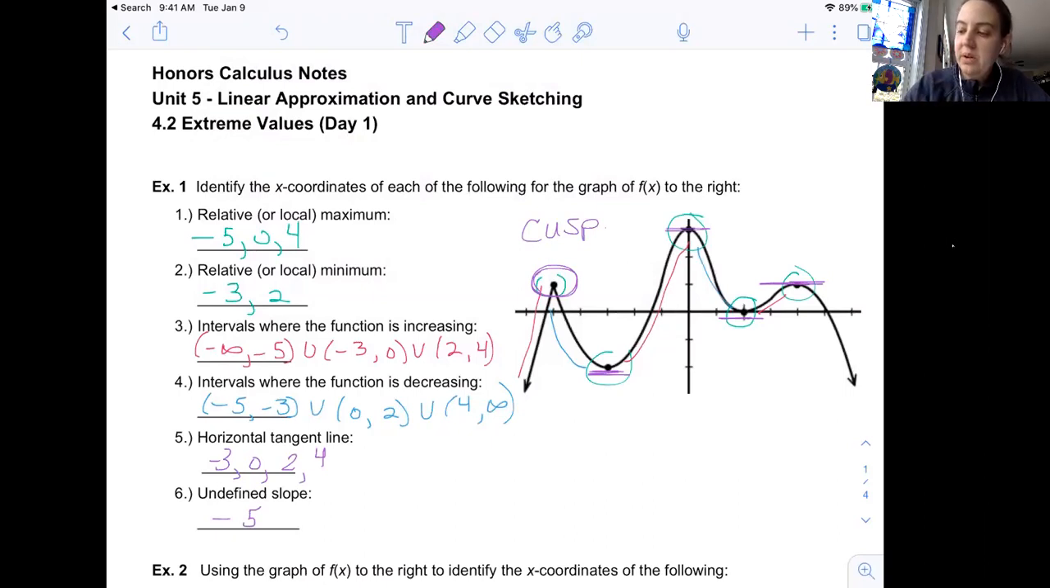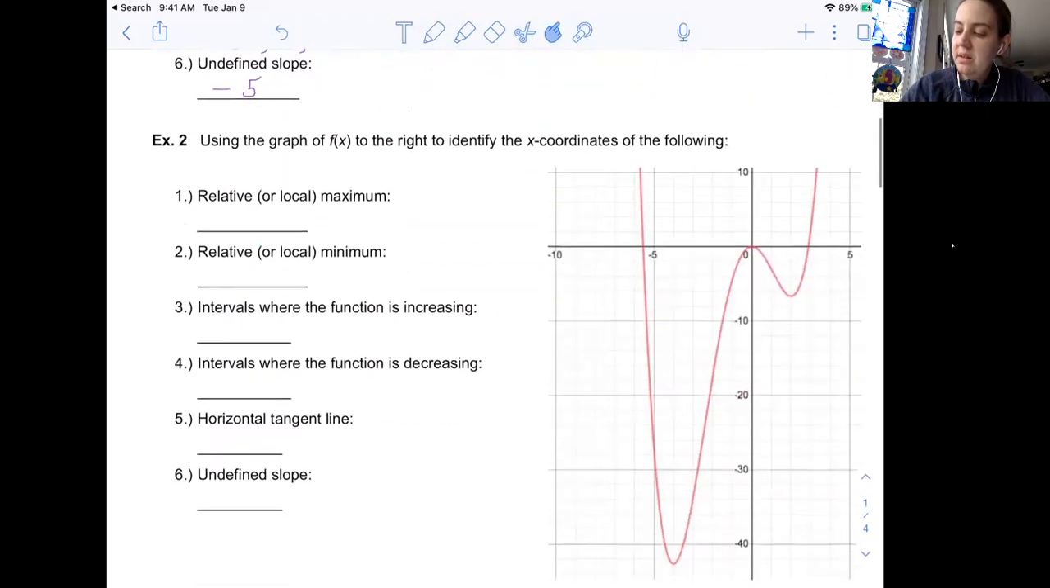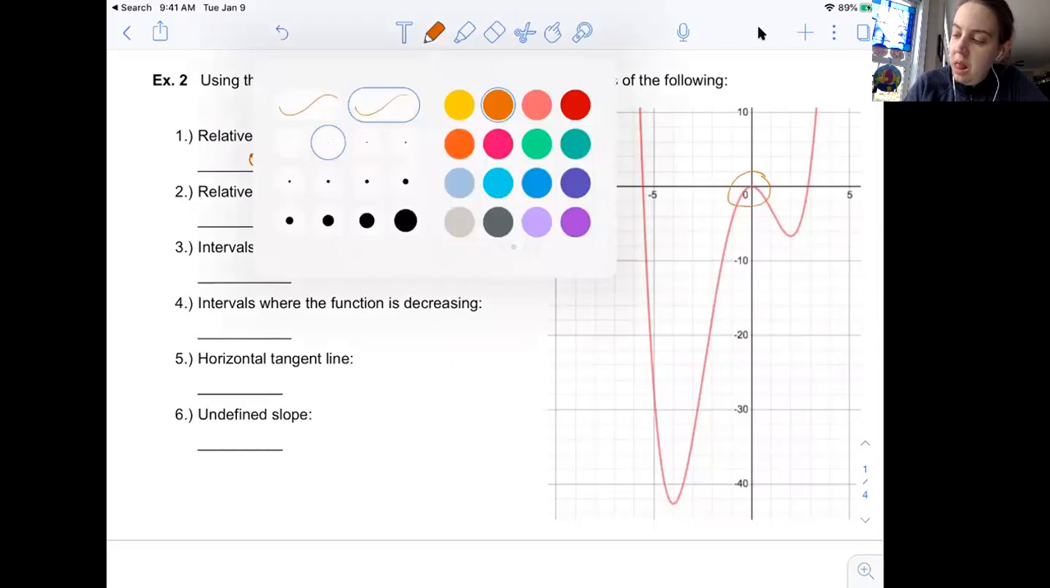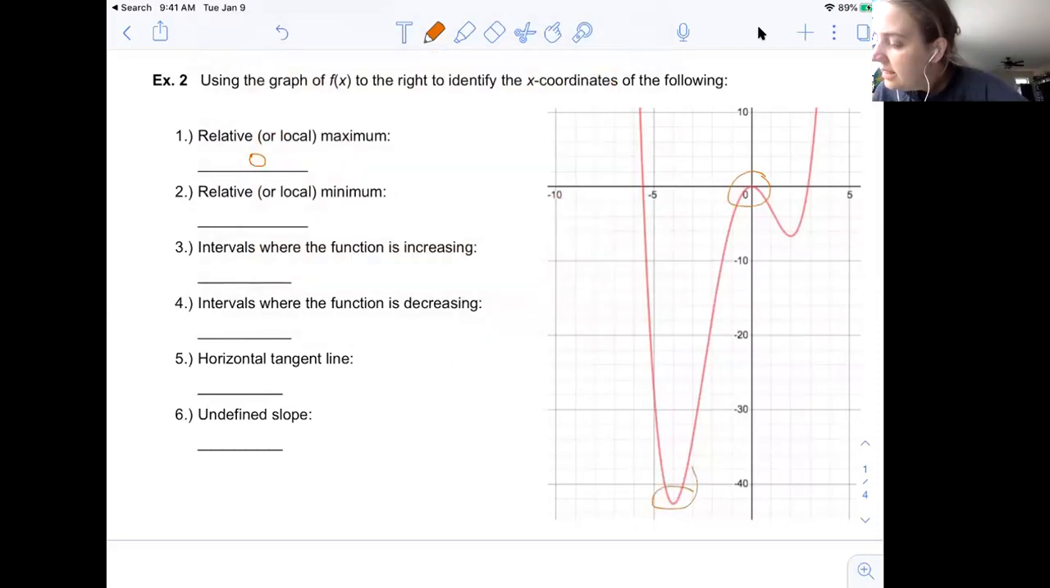So what I'd like you to do is use those same ideas, take a minute and try them with this graph to the right. Pause the video if you need to come back to that. All right, so we are going to look for the local maximum. Where does that happen? Happens right here where x is equal to 0. Your relative or your local minimums happen down here where x is equal to -4. And over here where x is equal to 2.